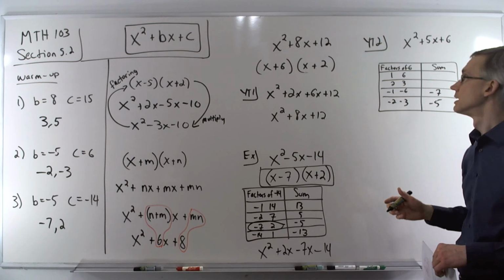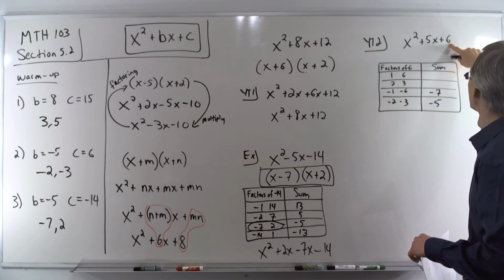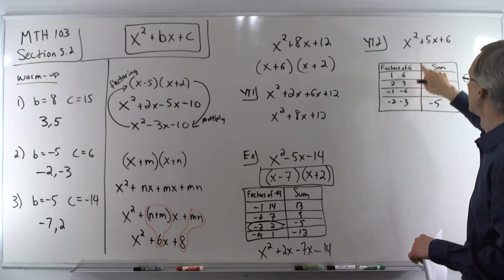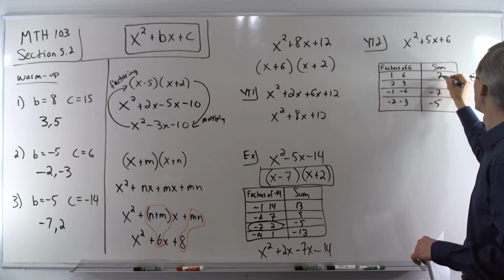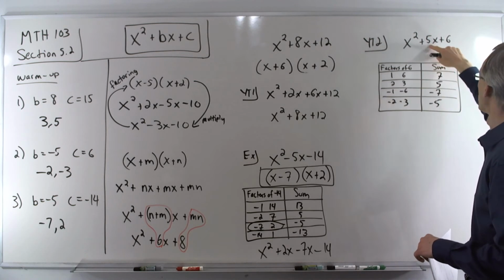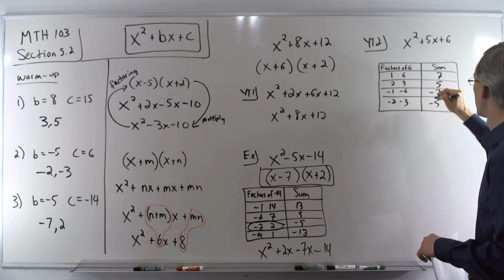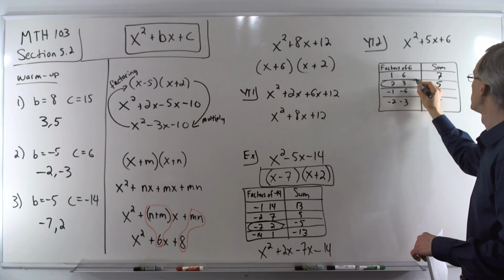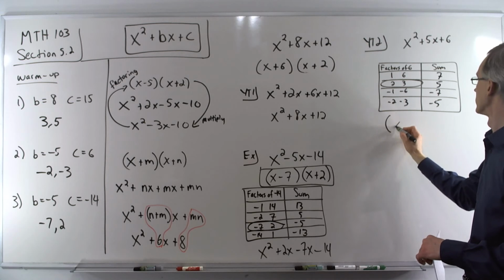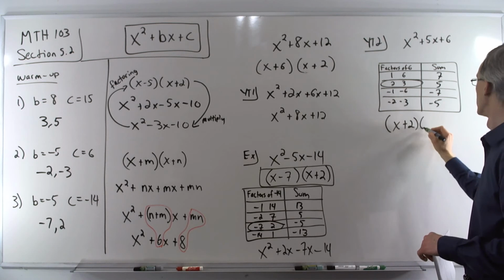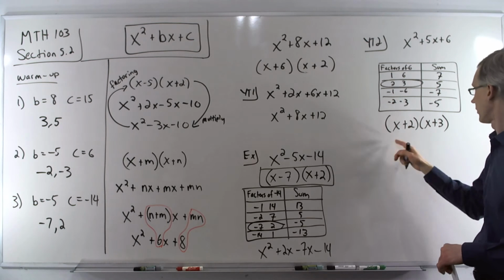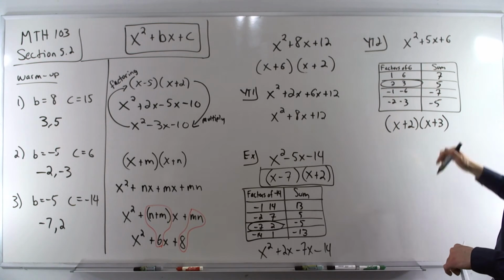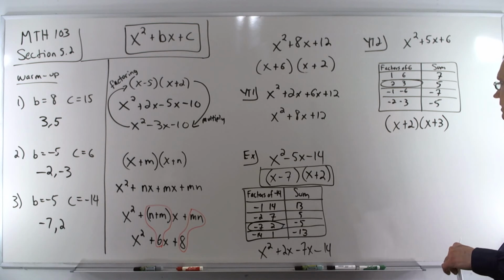So in practice, if you've got a positive number for C and a positive number for B, you don't need to write down the negative ones. 1 and 6 is 7. 2 and 3 is 5, and we're trying to match 5. So here's our sum that's 5. That means our two numbers are 2 and 3. So this will factor into x plus 2 times x plus 3. And if we FOIL this, it brings us right back where we started, x squared plus 5x plus 6.